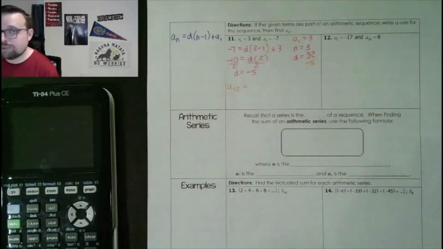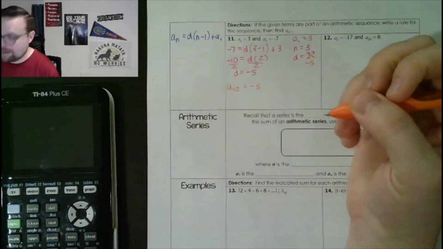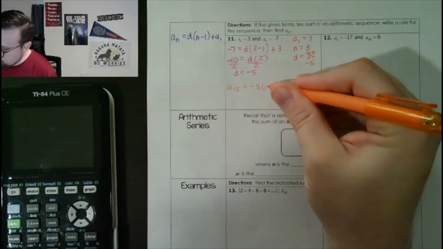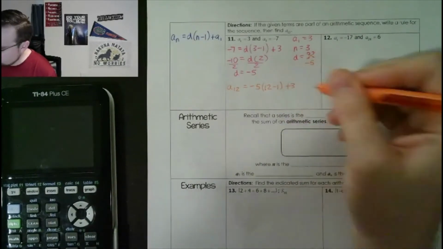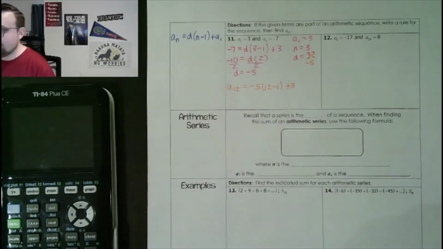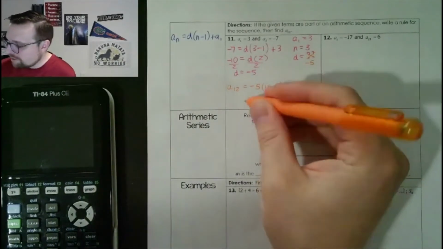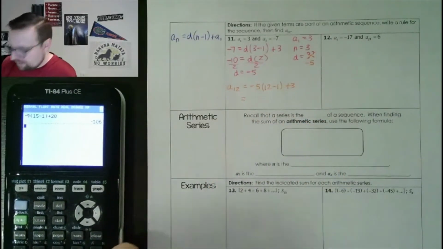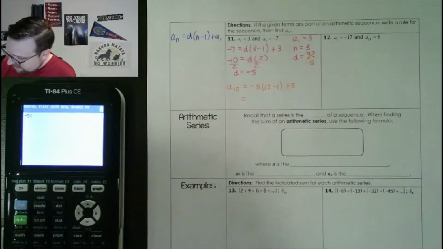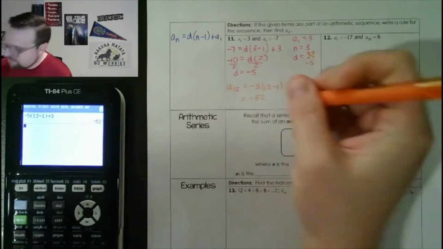So a sub 12 is going to be equal to the common difference, which we now know is negative 5, in parentheses, we're going to do 12 minus 1, or 11. And then we're going to add the first term to our result. Okay, so that would be the rule. And then we're going to solve this so we can find out what the 12th term is. If you punch this into your calculator, you're going to get negative 5 times (12 minus 1), plus 3, and you get negative 52.